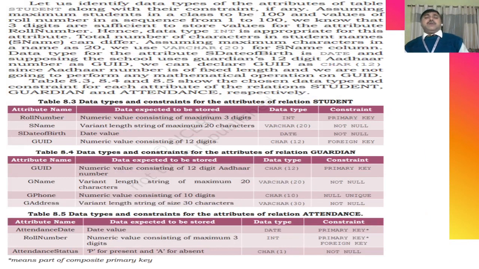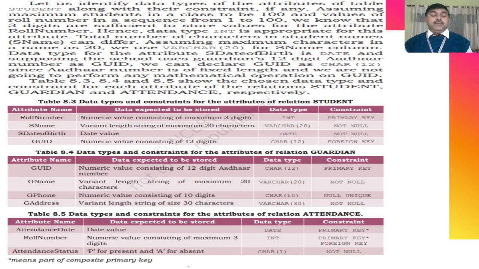Now see here, I have taken some tables. See the student table, the guardian table, and the attendance table. There I have given some information. Those are the information, and they ask what the type is. Then you have to find out the type by understanding. So you have to understand the type, right?